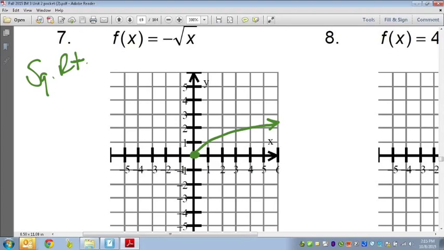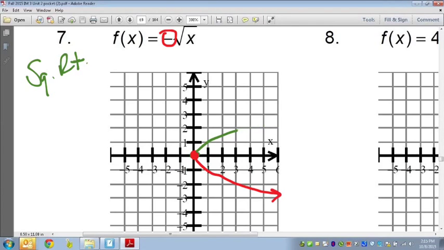All right. Then I notice that there's a reflection this time. And whenever the negative is on the outside, it always means a reflection over the x-axis. So my new graph is actually going to come down, but still go the same direction, something like that. Okay? So that's what my graph does.